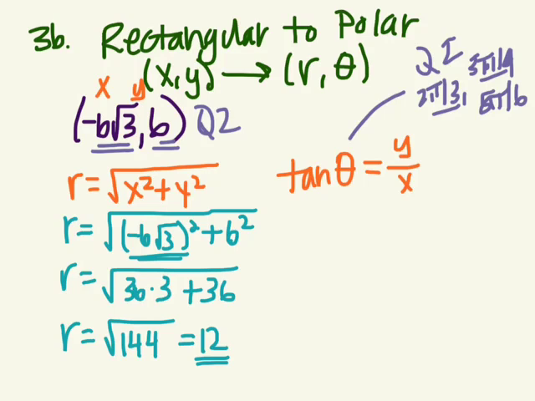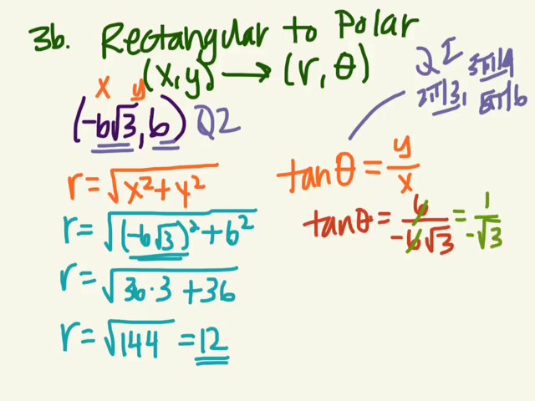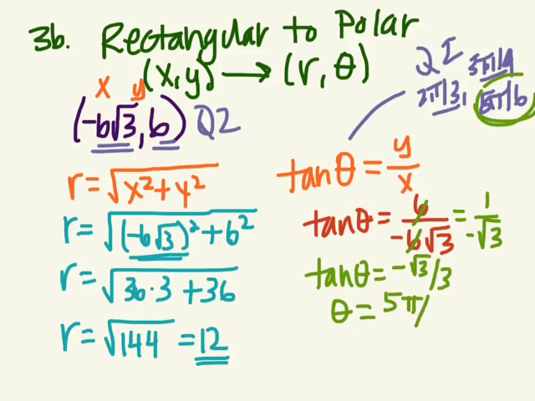Alright, so you just have to set up this tangent ratio. So tangent of theta is equal to your y coordinate, which is 6, divided by your x coordinate, which is -6 radical 3. Now those 6's are going to cancel out, so we're left with 1 over negative radical 3, which we've seen that one enough to know that it ends up being negative square root of 3 over 3. And the only angle in which the tangent is going to equal that in the second quadrant is going to be 5 pi over 6. So theta is equal to 5 pi over 6.